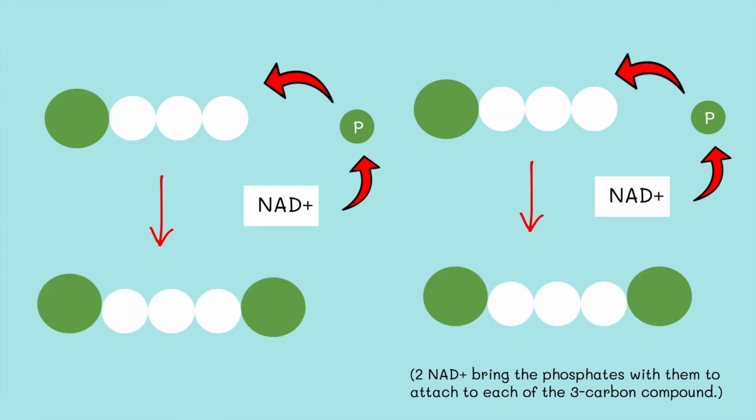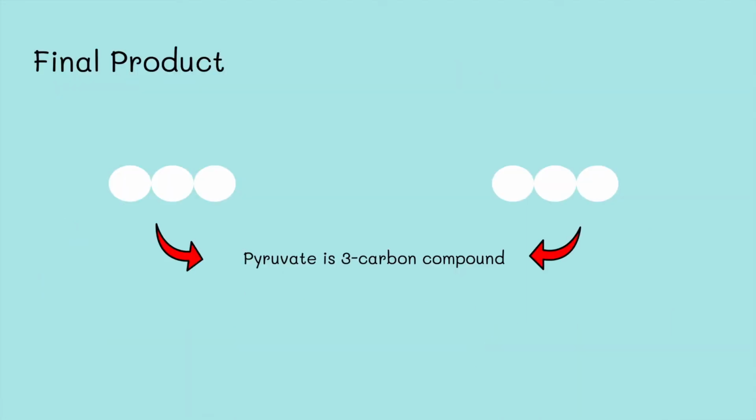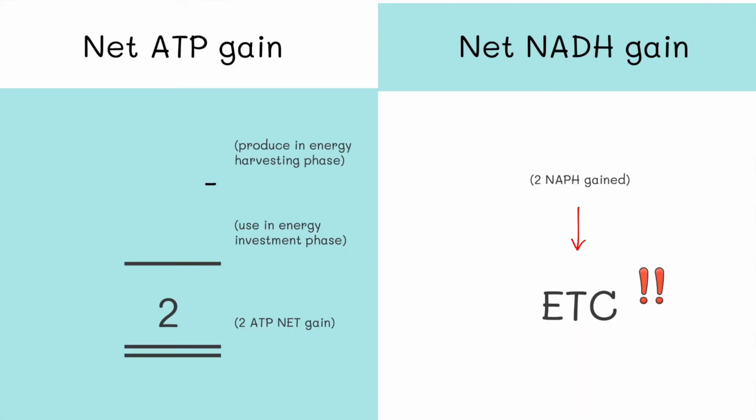Next, 4 ATP are produced by donating 4 phosphates that attach to the 2 3-carbon compounds to form 4 ATP. The 2 3-carbon compounds will rearrange themselves into different 2 3-carbon compounds called pyruvates. As a result, 2 pyruvates, each with 3 carbon, are the final product. ATP is produced during this process. Within the process, 2 ATP are used in the energy investment phase, so 4 minus 2 equals 2. So 2 ATP net gain in glycolysis.